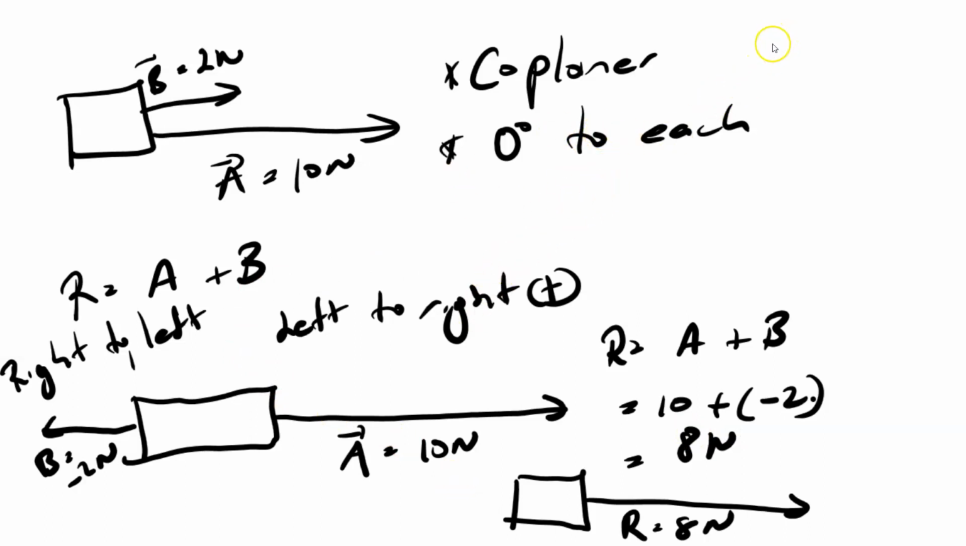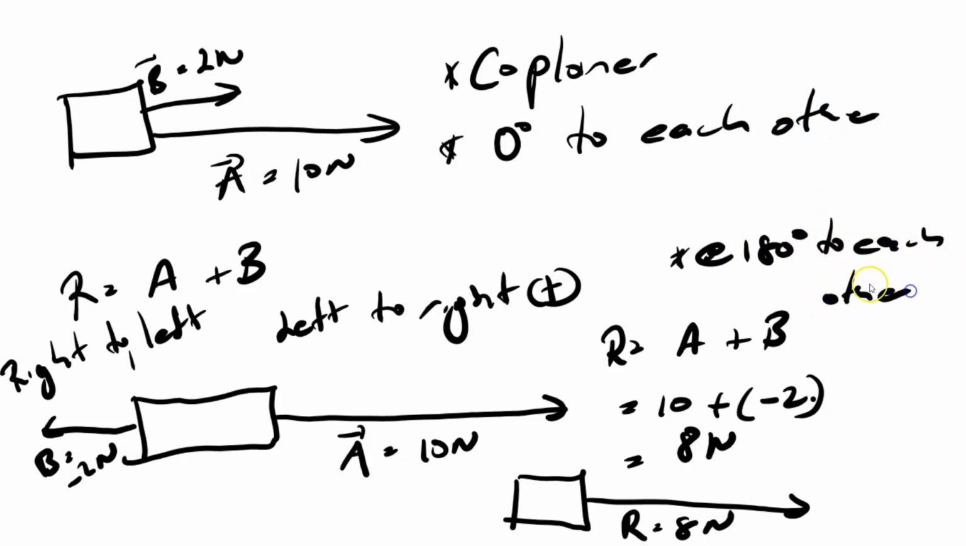So this is one scenario where the two vectors are going in the same direction. This is another scenario where the vectors are acting in opposite directions. These two vectors are coplanar, but there's a difference here. These two vectors are considered to be at 180 degrees to each other.